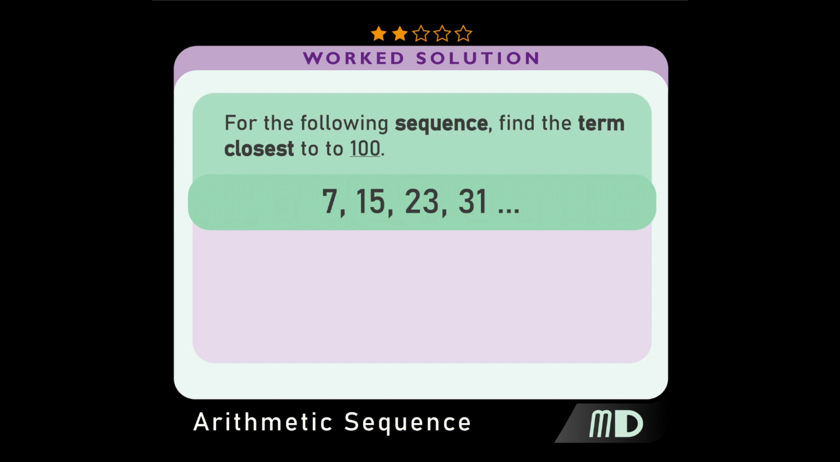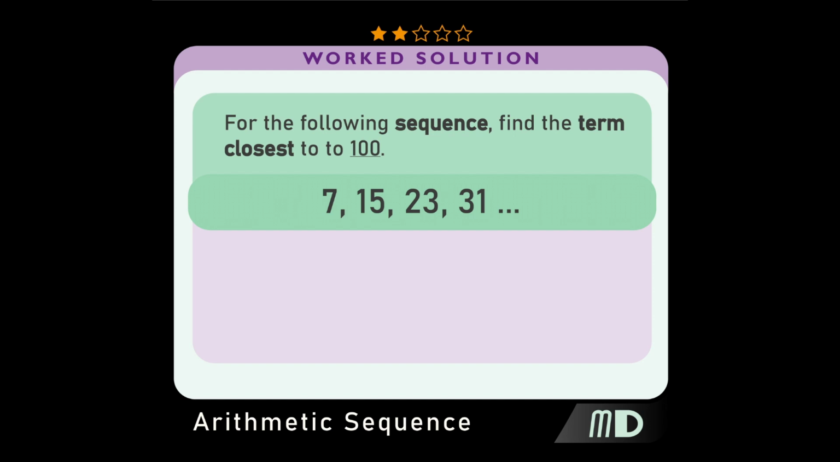Answering this question is a three-step process. First, we need to define the nth term rule for the sequence given to us, before setting the expression equal to 100, then isolating n to find its value.